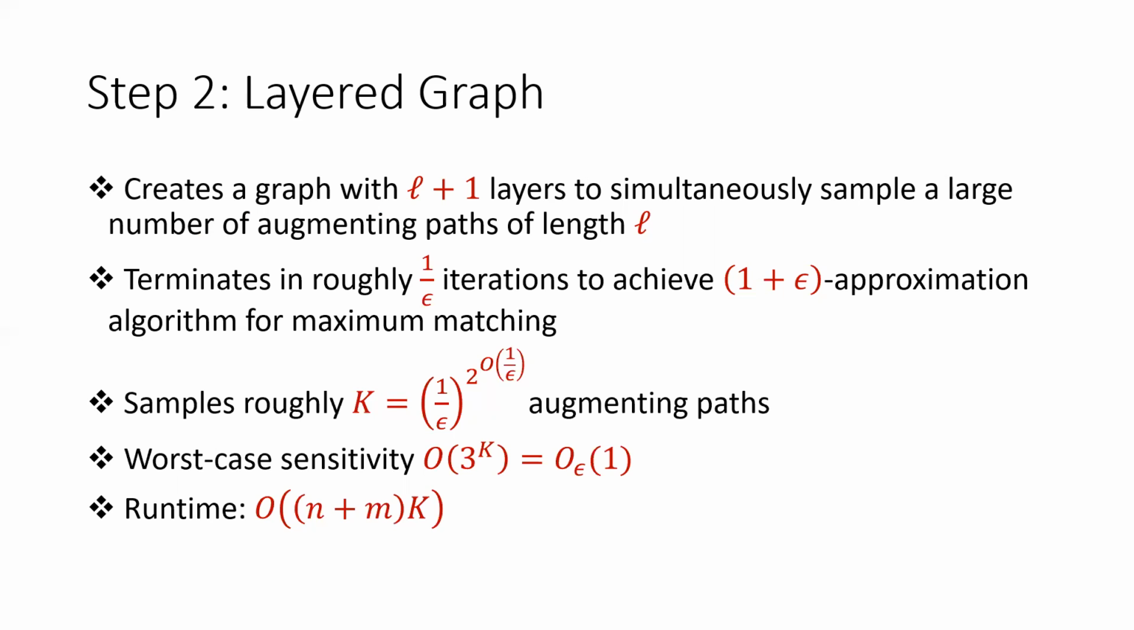Now we'll do this roughly k times, and thus we'll get roughly k augmenting paths. And k here is some quantity that's independent of n. It's only dependent on epsilon.